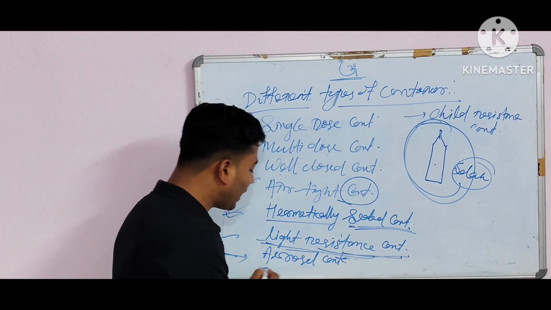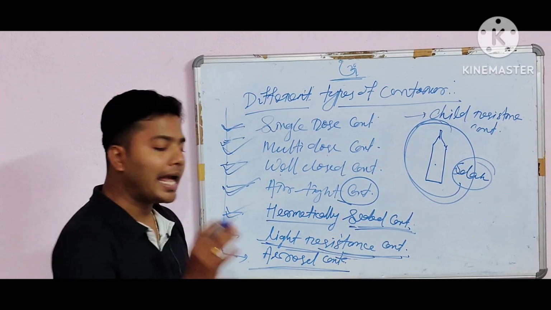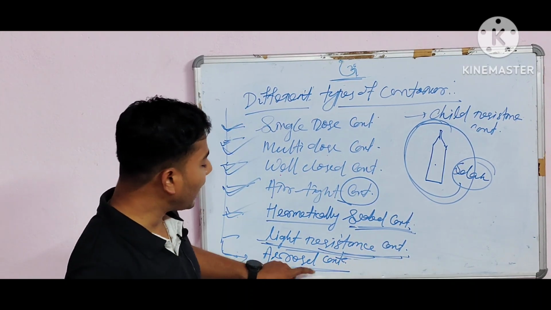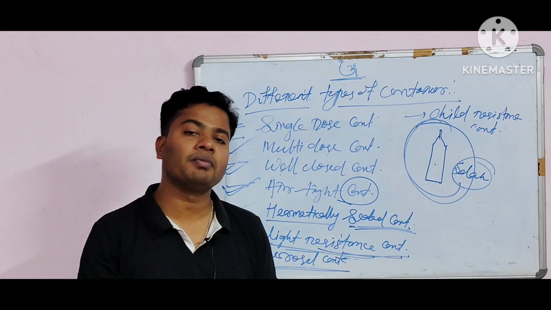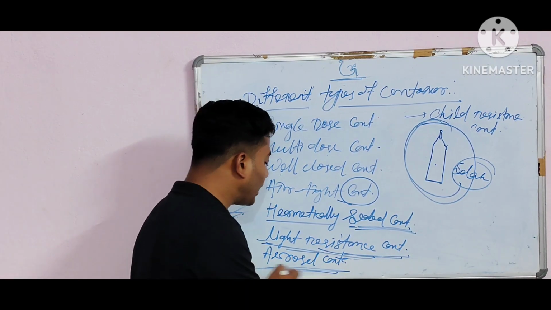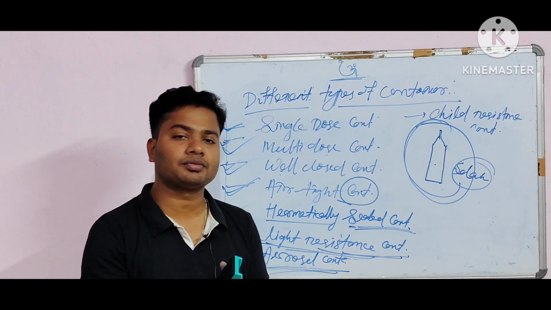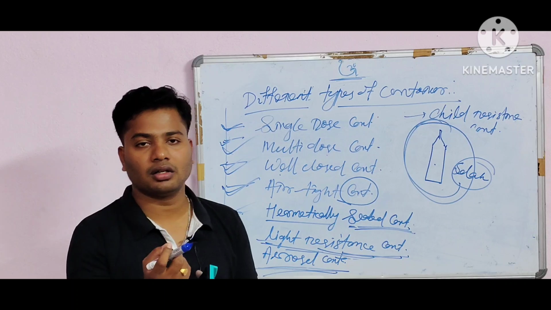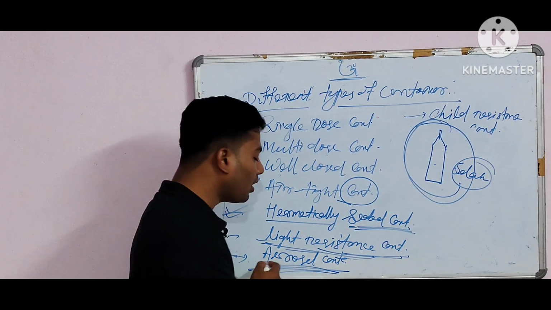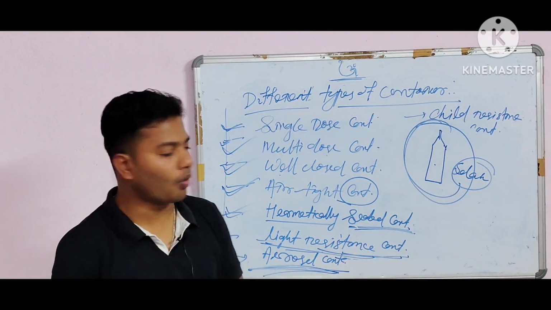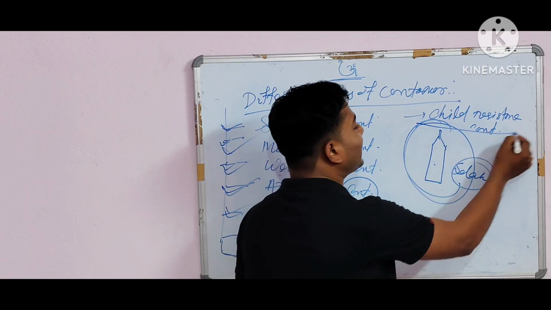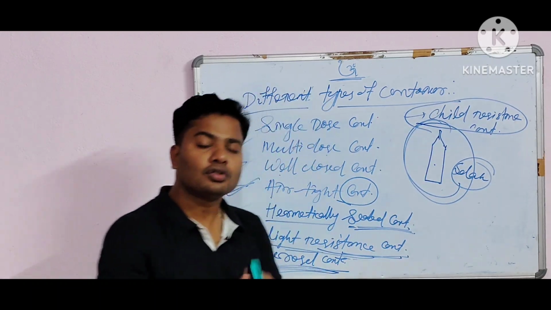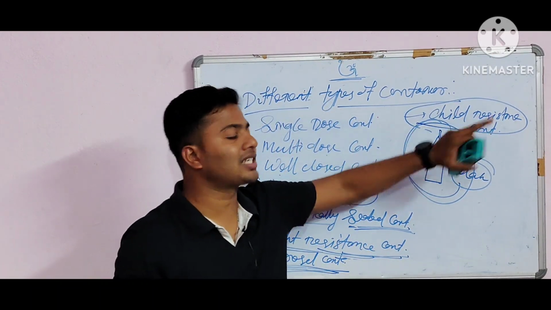Next one is the aerosol container. Such type of containers are used to enclose aerosol products. Last one is the child resistance container. So what do you mean by child resistance container?